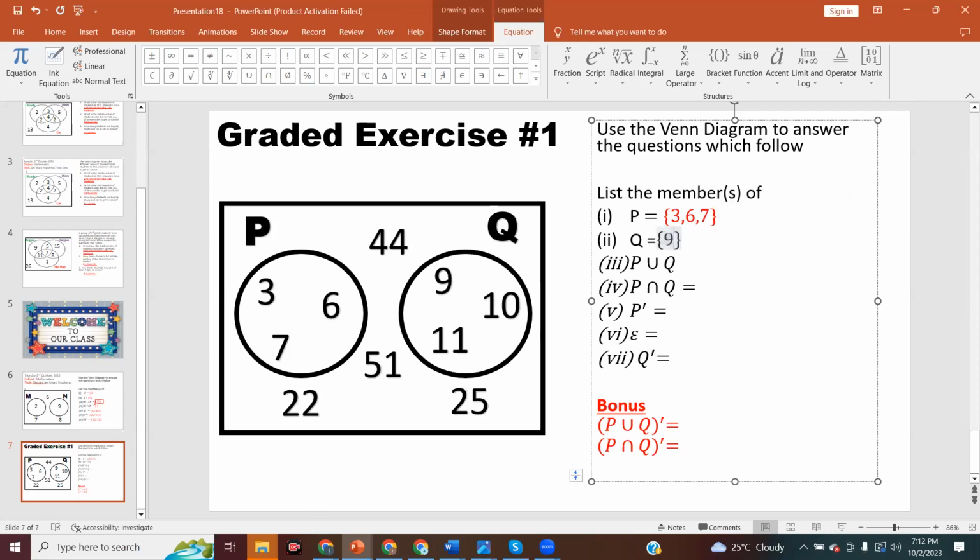9, 10, 11. Very good. Q is 9, 10, and 11. Who all has that? If you have it, let me know.